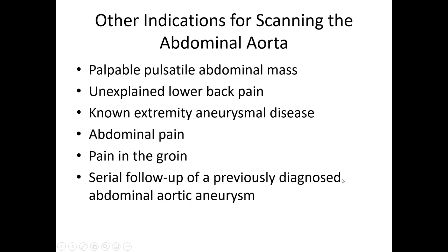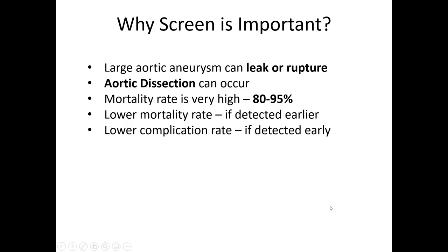Also as a part of the follow-up, if the patient did have an aneurysm of 3 centimeters or more in diameter of the abdominal aorta, you definitely want to follow up, because aneurysms will generally grow in size with time. Why the screen is important is because a large aortic aneurysm can rupture or leak, and of course dissection can also occur at the same time. I have some images I'll show you that will help you understand that process. And of course the mortality rate is very, very high, so you definitely want to intervene before they rupture or leak. And also the complication rates are much higher.